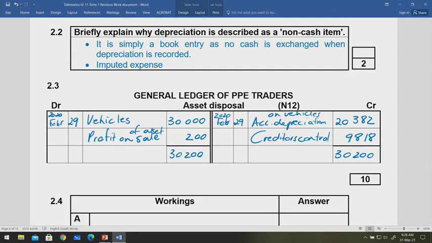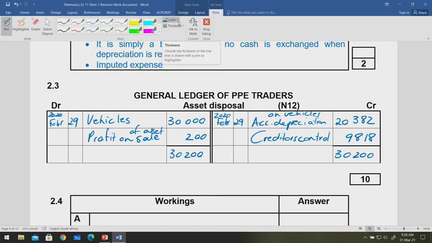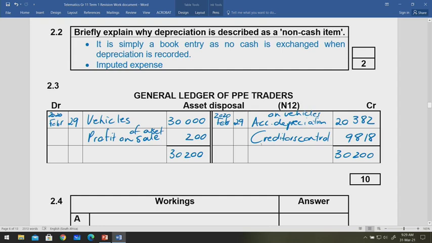9,818. If we look at the marks that will be given, marks, non-negotiable, your vehicles account, vehicles where you transferred the cost price. Accumulated depreciation will normally be a method mark if you showed the accumulated depreciation account. Now this will normally be the pro rata depreciation plus what we wrote off previously. The selling price and then the profit was given. So for your asset disposal account, you are supposed to get easy marks if you know the format.